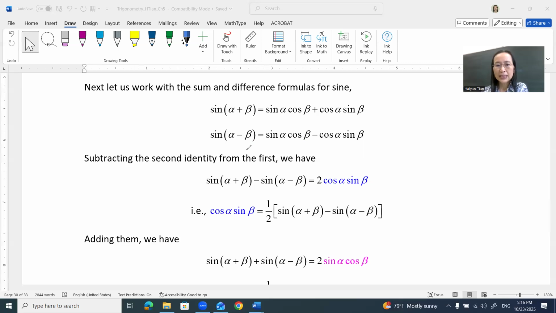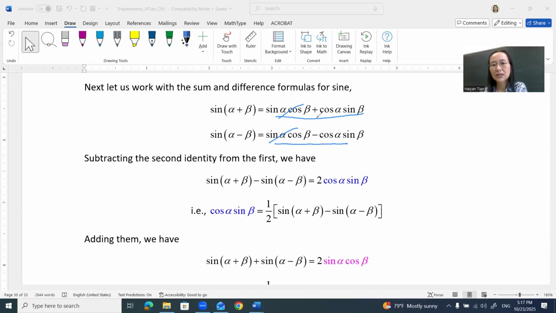And then what if we do a subtraction? Subtract the second equation from the first equation. On the left-hand side we do a subtraction, and we get this. On the right-hand side, when you subtract the second equation's right-hand side from the first equation's right-hand side, what happens? This will be canceled, right? Because we have two identical terms. So sine alpha cosine beta, once you do a subtraction, is canceled.